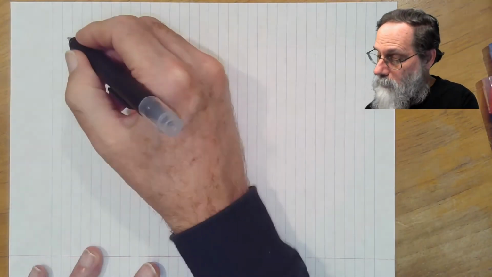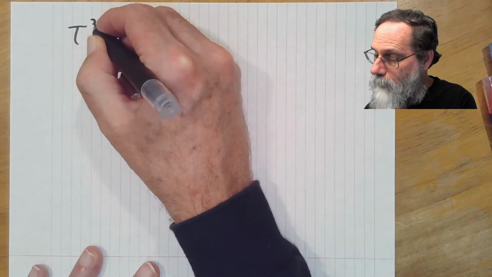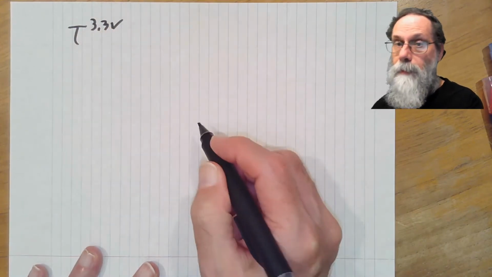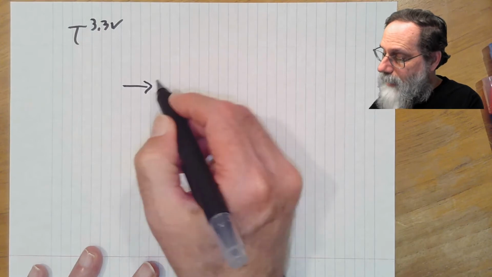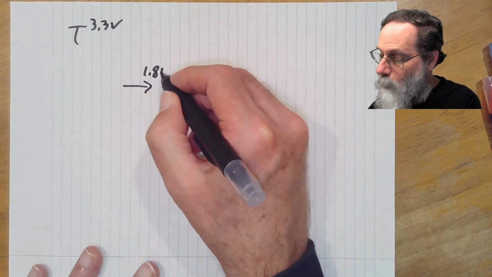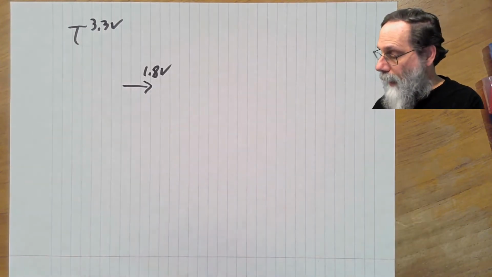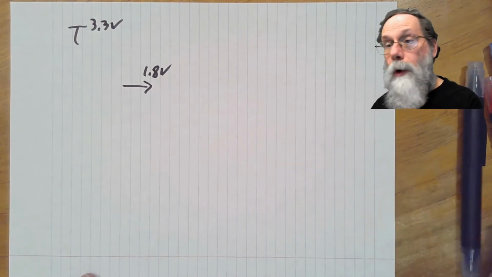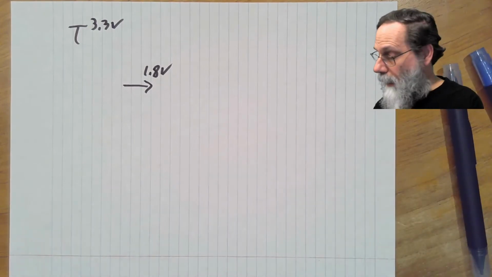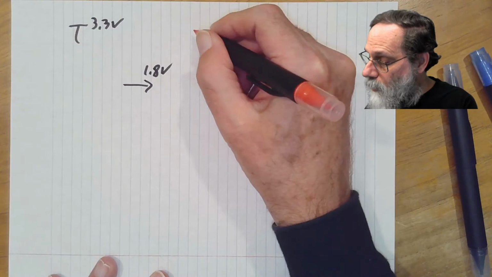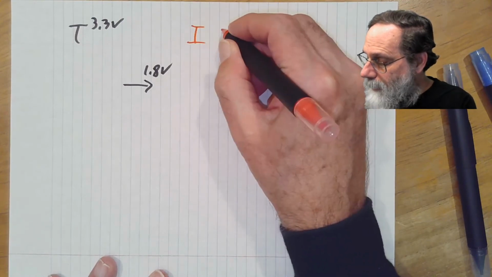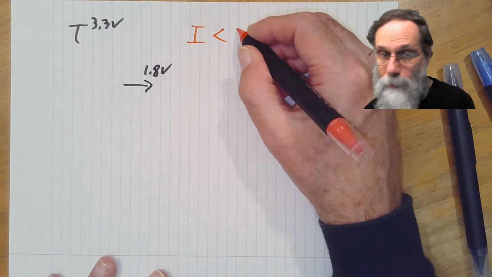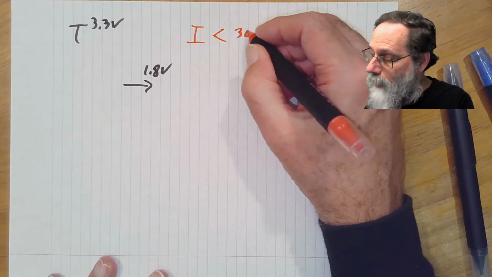Okay, let's take a look at what the problem is we want to solve. We are going to be given a voltage source, and I believe for the book I picked 3.3 volts. We're going to be given a desired output, 1.8 volts. And furthermore, we're going to be given a constraint, and that is that the entire circuit cannot take more current than 30 microamps.